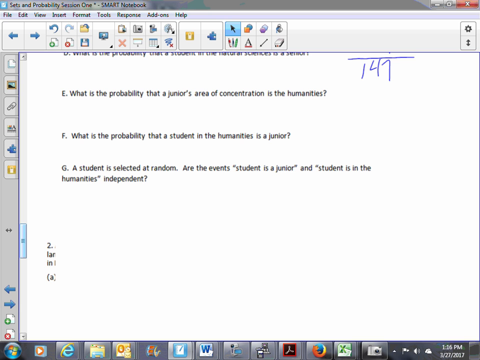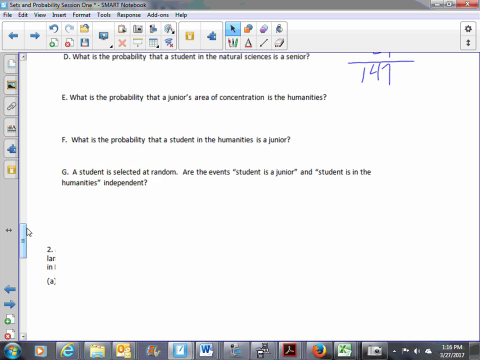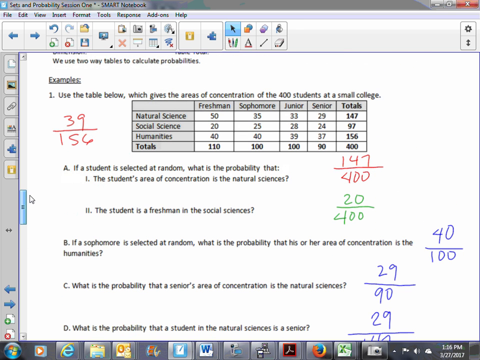A student is selected at random. Are the events student is a junior and student is in the humanities independent? Student is a junior and student is in the humanities. Are they independent? Well, student is a junior is 100 over 400 or 1/4.